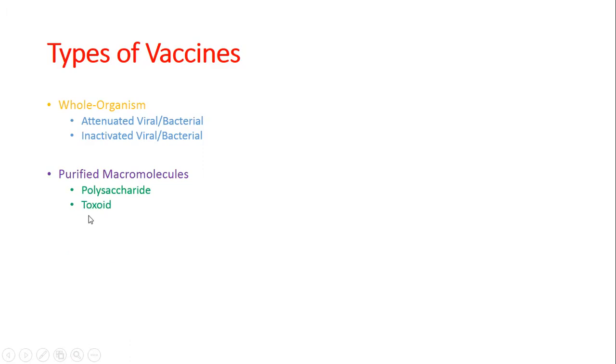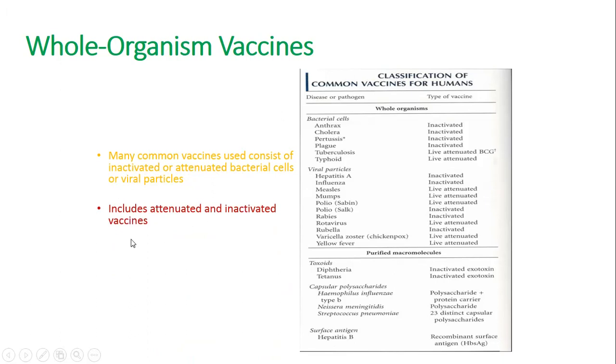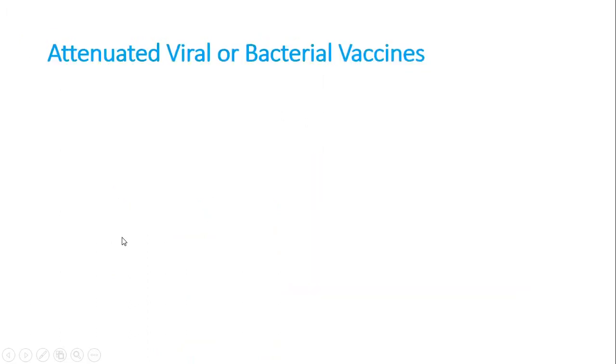Polysaccharides, toxoid, which is the attenuated toxin, recombinant antigen, recombinant vector. Whole organism vaccine, such as for anthrax, for cholera, for many other pathogens. Many common vaccines used consist of inactivated or attenuated bacterial cells or viral particles. This includes attenuated and inactivated vaccines.